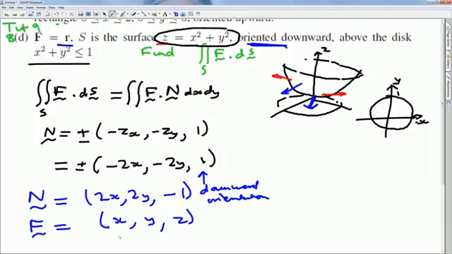But anyway, either way, we need to work out the dot product of the two, i.e. what's the component of the vector field in the direction of the normal. So we still need to work that out.